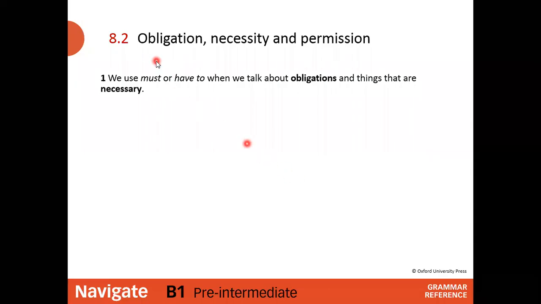Hello everybody. So today we are learning obligation, necessity, and permission. All right, first rule, we use must or have to when we talk about obligations and things that are necessary.